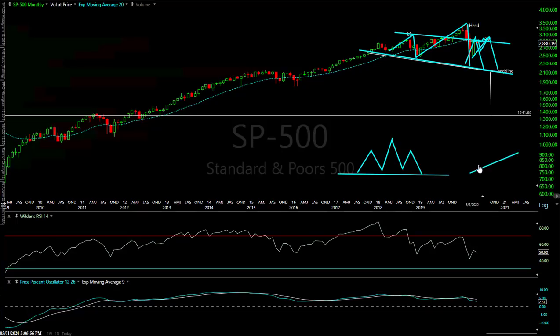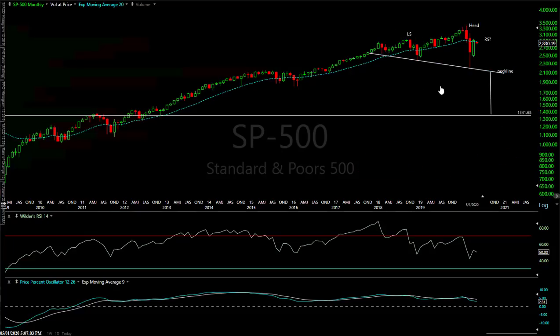Some of these have an upward sloping neckline, but typically the downward sloping necklines like this are more bearish. They're the more bearish of the two, at least compared to the horizontal neckline. So that's it, just something to watch.